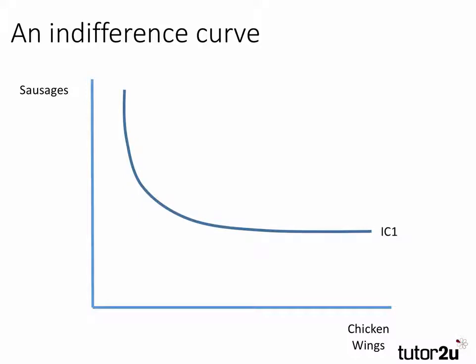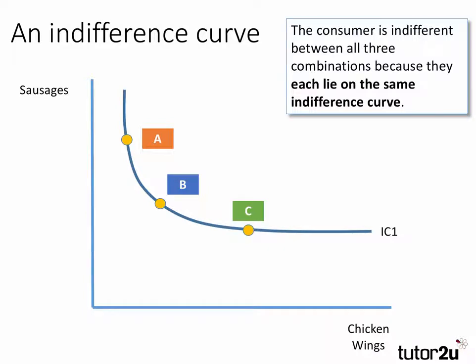Here's an indifference curve, IC1. Any combination that lies on the curve, A, B, C, any of those combinations is assumed to leave the consumer indifferent. They lie on the same curve, we're assuming the total utility stays the same. And we've drawn the indifference curve as convex to the origin.